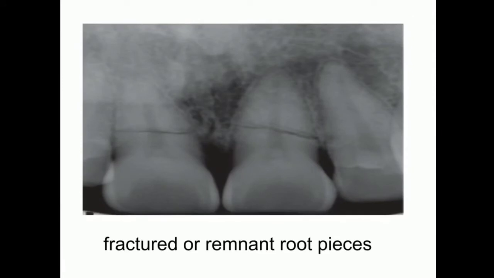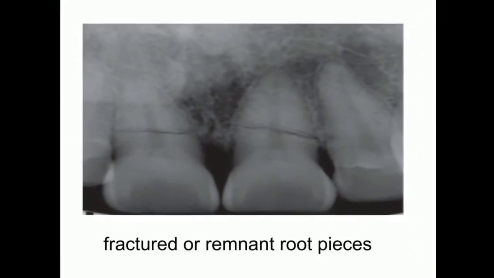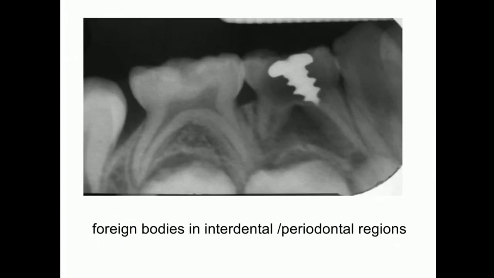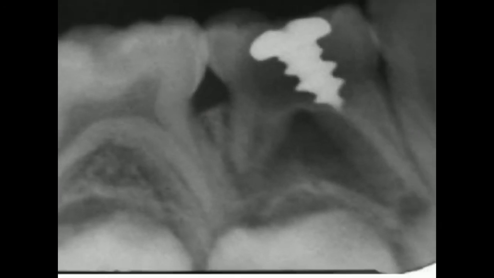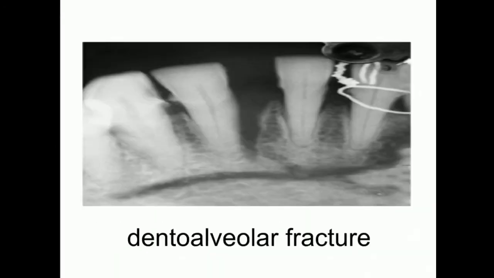Also, we can identify the fractured or remnant root pieces. Here, the fractured root of the maxillary central incisors in the periapical radiograph. Also, we can see foreign bodies in the interdental periodontal regions. As we see here, this is maybe remnant of an old implant, maybe a defective implant, in this periapical radiograph. Also, dento-alveolar fracture can be seen in this periapical radiograph.